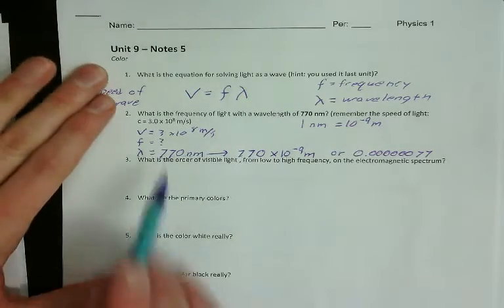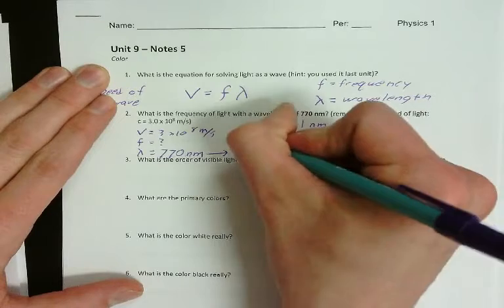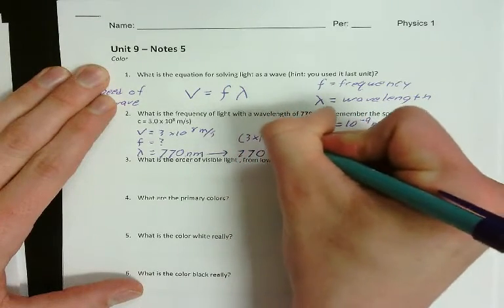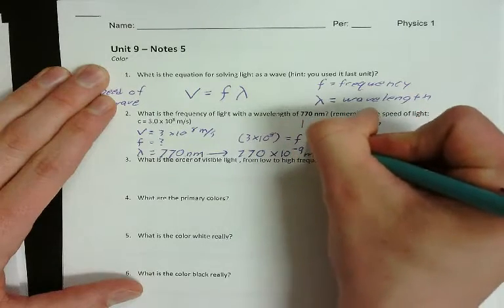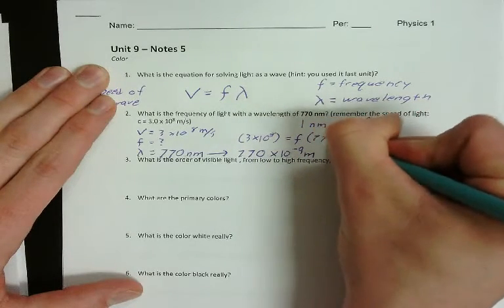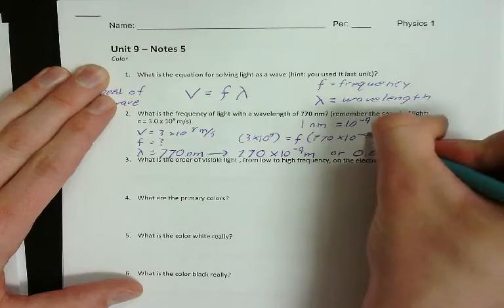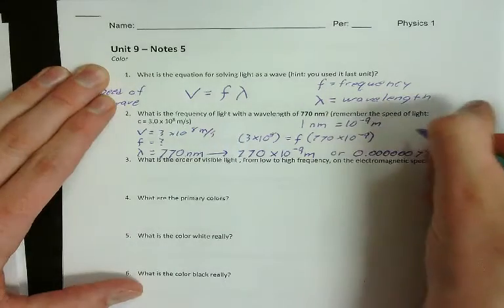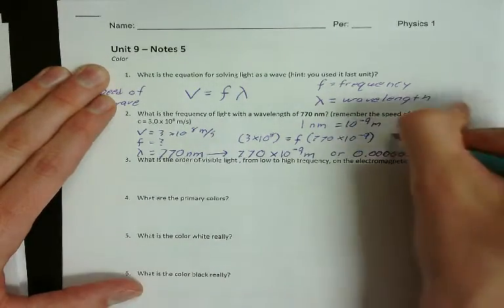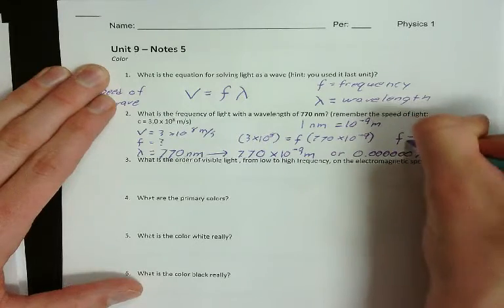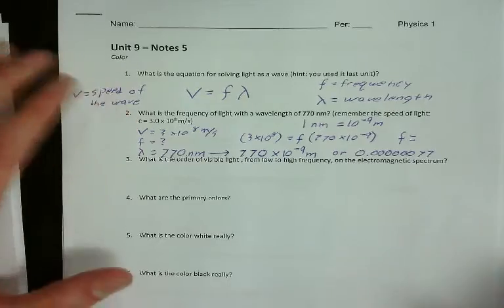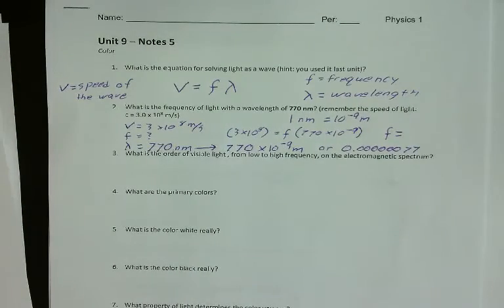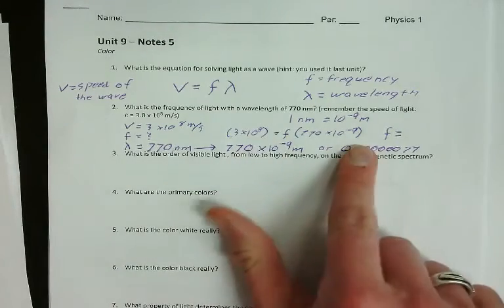So we're ready to plug the numbers in. V equals f lambda, so 3 times 10 to the 8th equals f times 770 times 10 to the negative 9th. We're going to have to divide this to the other side, but it's been a hot minute since we've done scientific notation. We haven't done that since the circular motion stuff and gravity. So it's been a while since we've used numbers that are this big and this small.